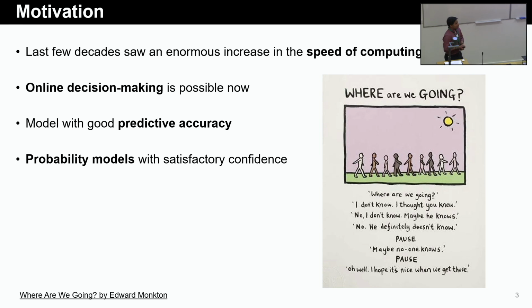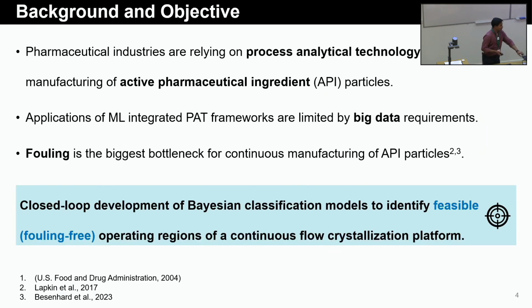One of the methods is to use probability models with satisfactory confidence. The probability model works by modeling a probability distribution of the data, and it will actually give a certain degree of confidence to our belief regarding the process. So in this talk, I am going to talk about the development of such a probability model with an application that I am going to explain in the next slide.